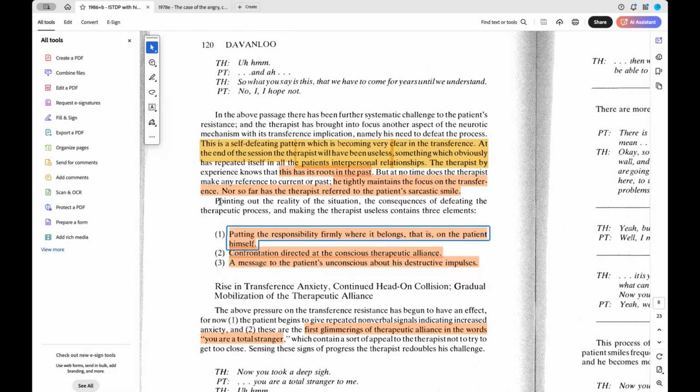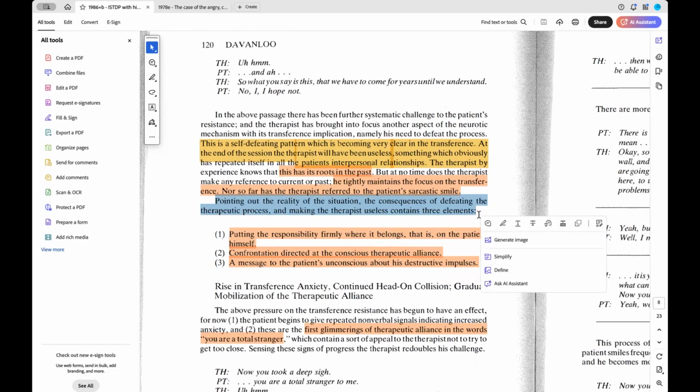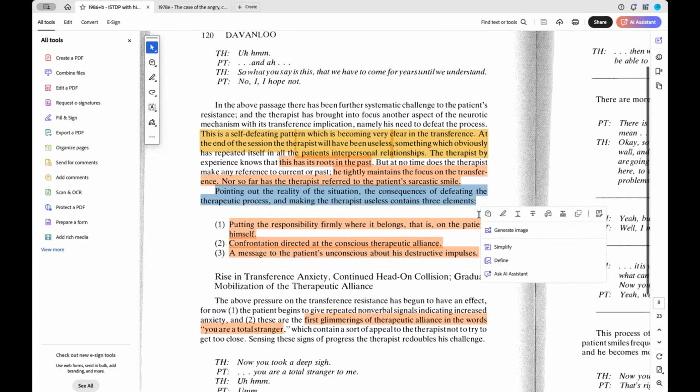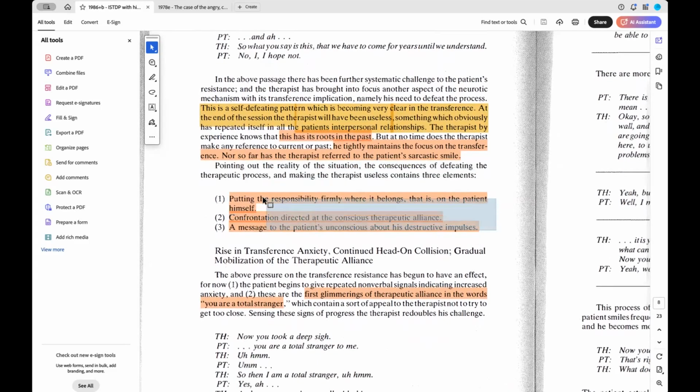Let's see, right here. See what I'm highlighting right here? Pointing out the reality of the situation, the consequences of defeating the therapeutic process and making the therapist useless contains three elements, these three right here that are highlighted in orange. One, putting the responsibility firmly where it belongs, that is on the patient himself. Two, confrontation directed at the conscious therapeutic alliance. And three, a message to the patient's unconscious about his destructive impulses.